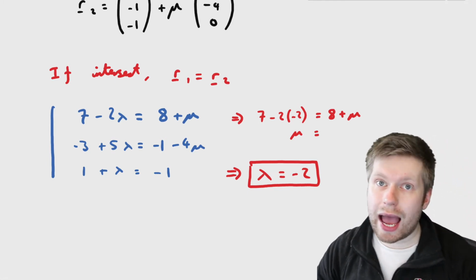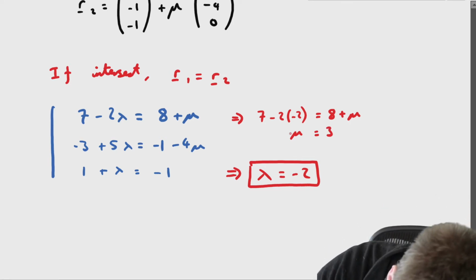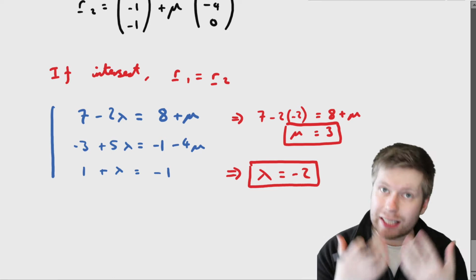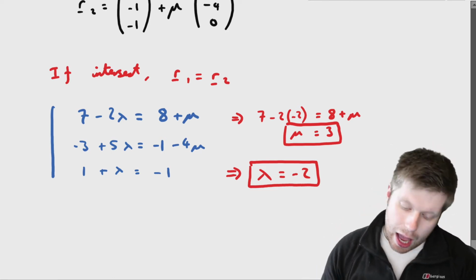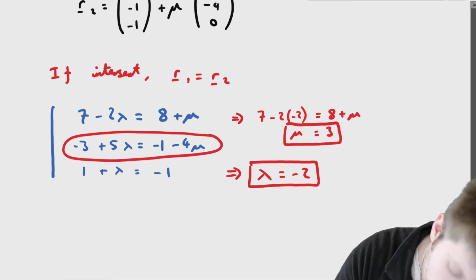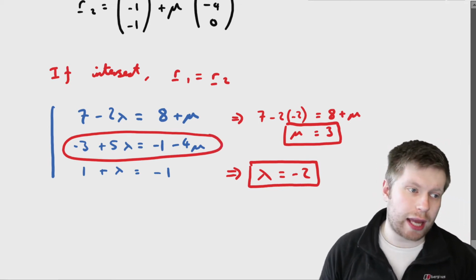And if I take away 8, that's going to leave me with 3. So therefore I have mu equals 3. Now always check, because I need to show that they intersect. In order to check that, I'm going to make sure that mu and lambda are consistent with that equation. In other words, the equation which I haven't used.